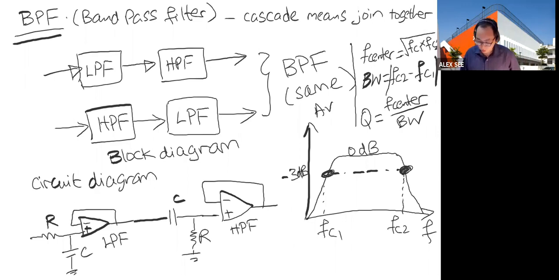Okay, so coming back to here. If your bandwidth is very large, your Q will be small. You see what I mean? Your bandwidth is at the bottom here.